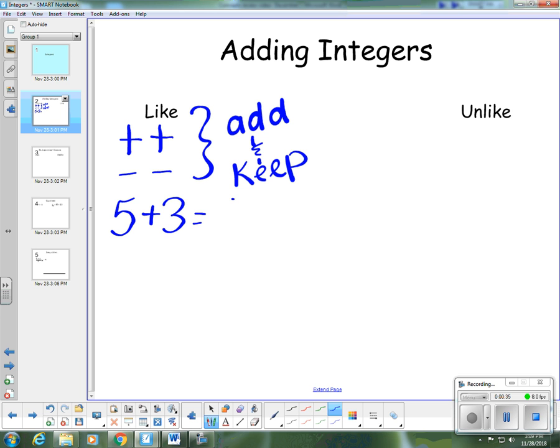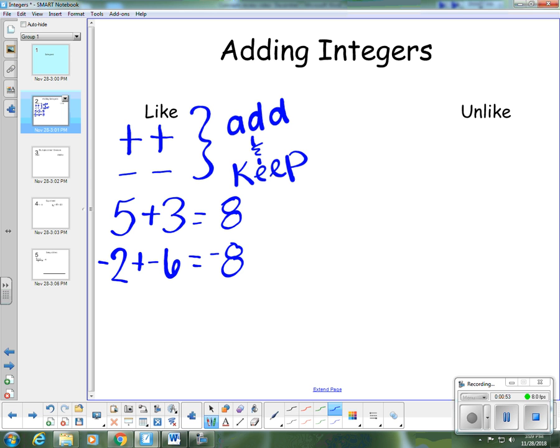So 5 plus 3 is 8. We add it and we keep it a positive. The same thing can be said for negative. So if I have a negative 2 plus a negative 6, the rule is to add and keep the sign. So negative 2 plus negative 6 is negative 8.